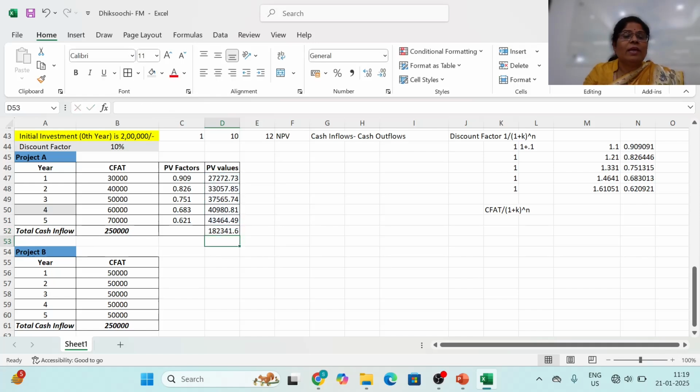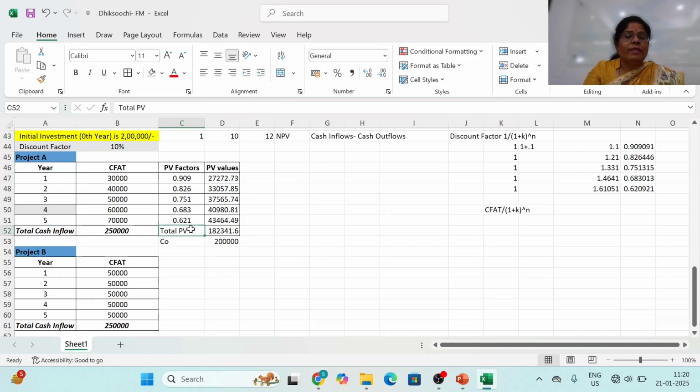That is 1,82,341. So, this is the first part of your formula. What is the second part? We need to subtract the cash outlay. What is our cash outlay? The cash outlay is 2 lakhs, right? So this is total PV. Let me write here total PV. Okay. Then this is the cash outlay.